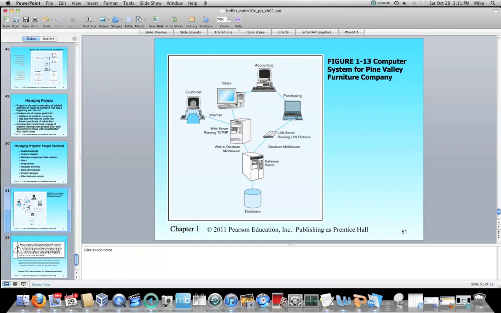So again, nothing crazy. I just wanted to emphasize a few issues associated with managing projects, and the textbook does a pretty good job. Almost the whole second half of chapter 1 talks about how Pine Valley Furniture has to deal with a lot of these issues. And that is the end of chapter 1.